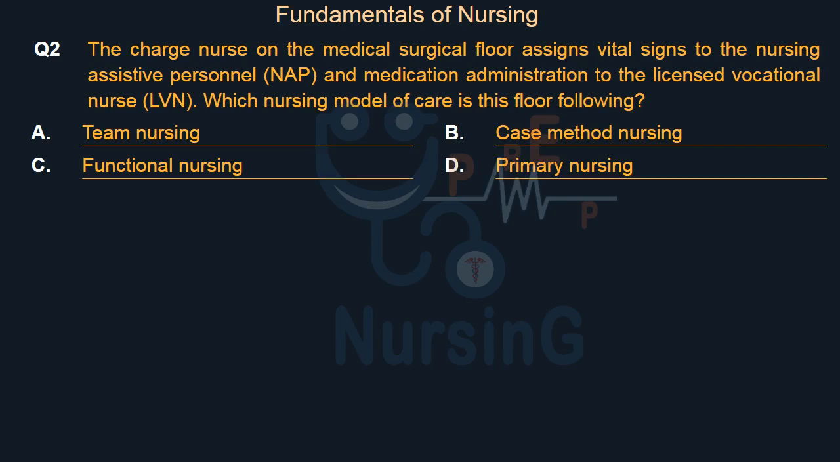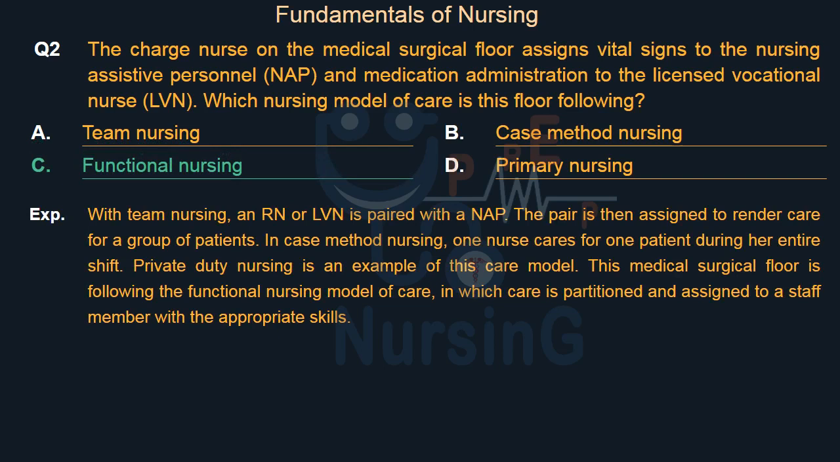Right answer is Option C. Functional nursing. With team nursing, an RN or LVN is paired with an AP. The pair is then assigned to render care for a group of patients. In case method nursing, one nurse cares for one patient during her entire shift. Private duty nursing is an example of this care model. This medical surgical floor is following the functional nursing model of care, in which care is partitioned and assigned to a staff member with the appropriate skills.